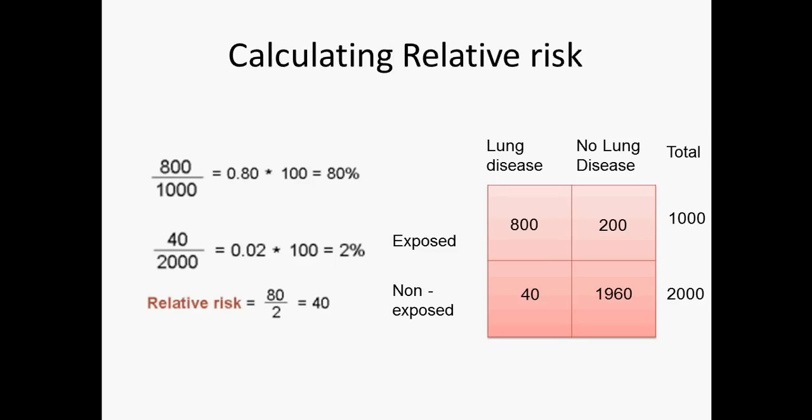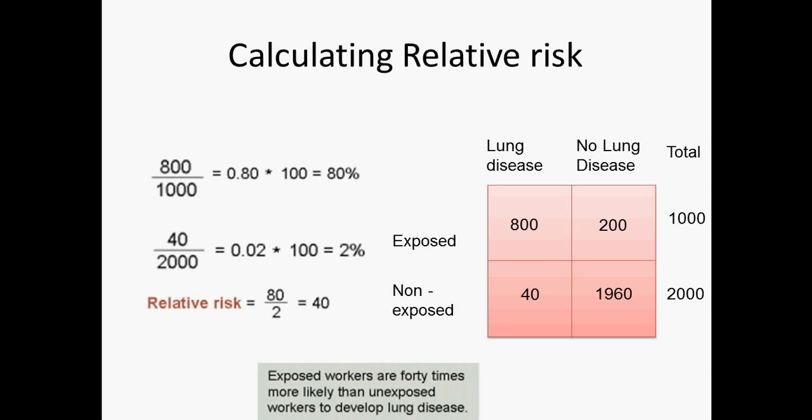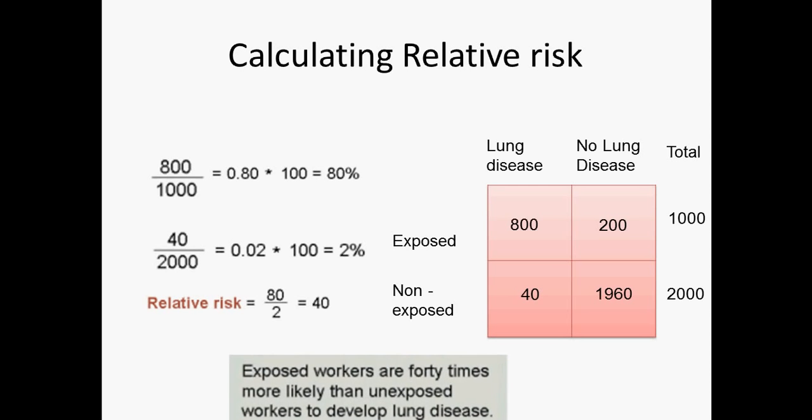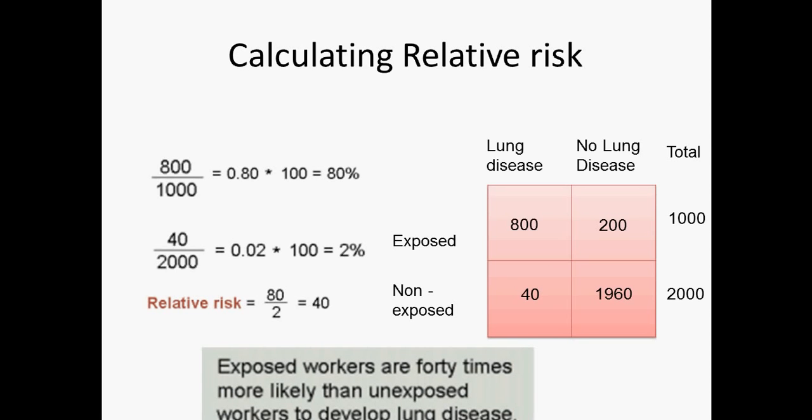So what is the meaning of the number 40? Going back to the interpretation, we said that if the relative risk is more than 1, which in this case it is, we say that there is a possible link between the exposure and the disease, or those who are exposed are at a higher risk of suffering from the disease, and here the risk is around 40 times as compared to those who are not exposed. So this is the interpretation: exposed workers are 40 times more likely than the unexposed workers to develop lung disease.